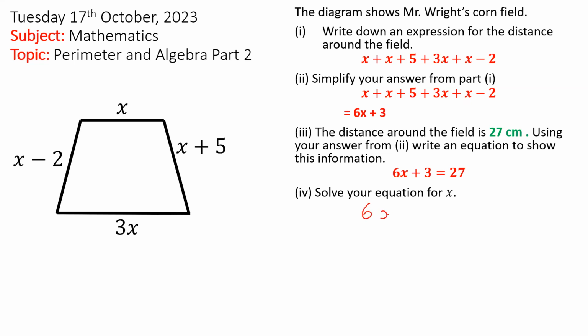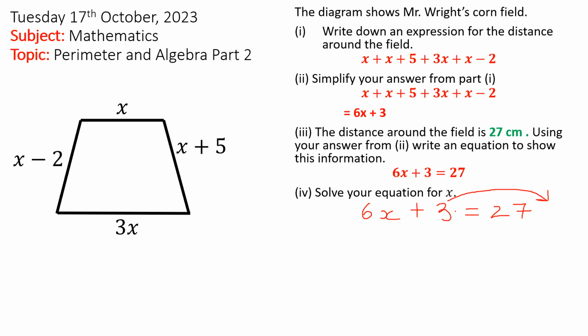So let's start again. 6x plus 3 is equal to 27. Good. Now we're going to send the 3 over the equal sign. It was positive 3. When we send it over the equal sign, it becomes a negative 3. Very good. Please show the arrow, like how I do an arrow, so you won't forget it.